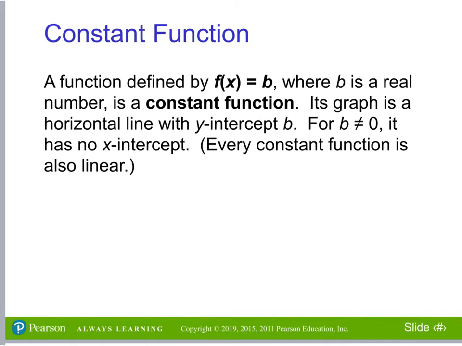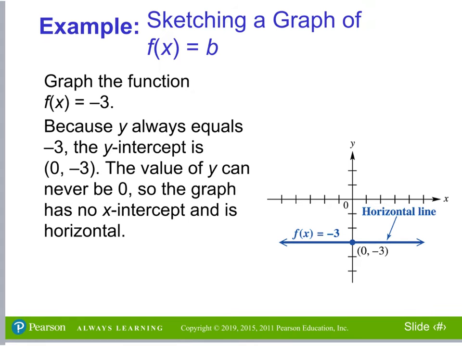So a function that's defined f of x equals b, where b is just some number, is a constant function, and its graph will be a horizontal line, and it won't have an x-intercept. So let's look at an example. For example, f of x equals -3 is just a horizontal line running through every single y value of -3, and it doesn't have an x-intercept.